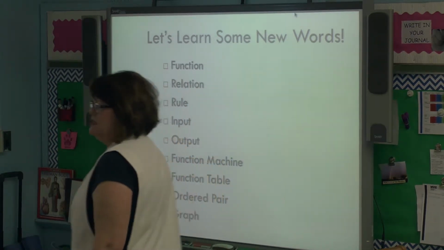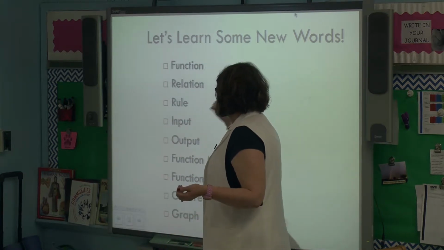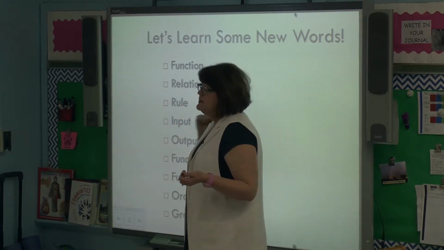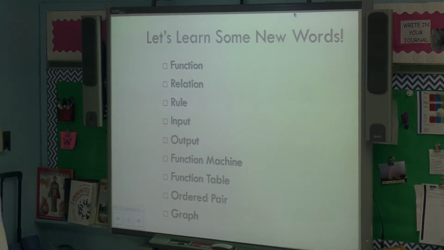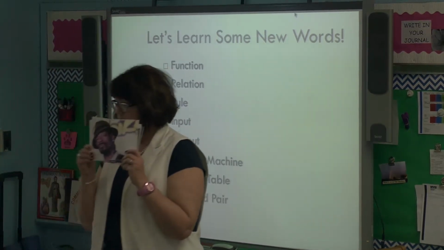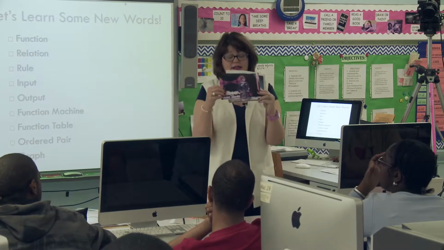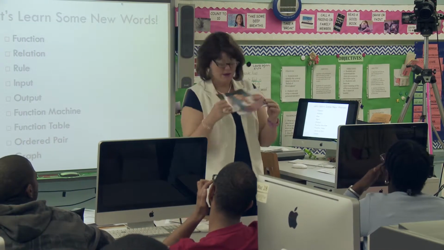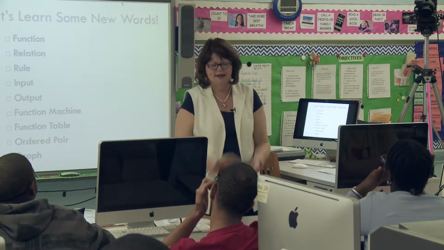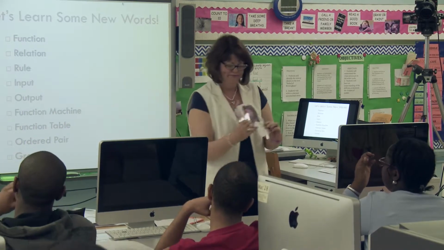Some of them you already know and you've already discussed them: what an input is, what an output is. We talked about relations. Remember our pictures? This was one of our previous lessons. Who's this? Snoop Dogg. Taylor Swift. Bruno Mars. All right, so how are these three related?